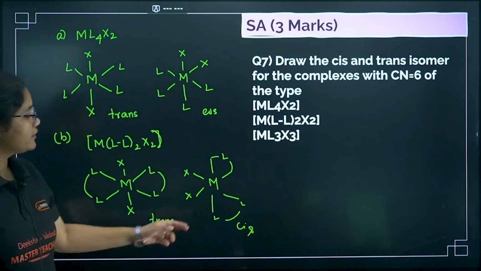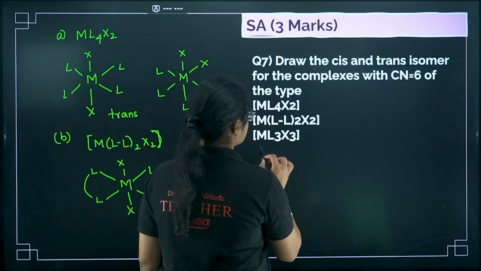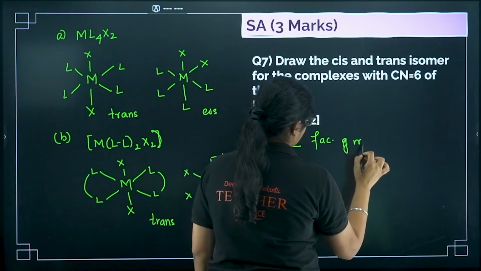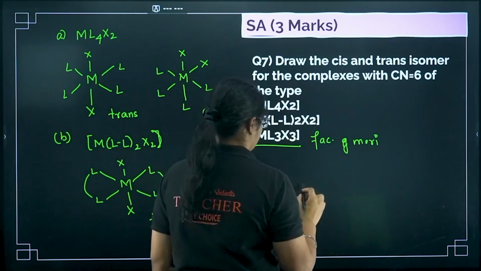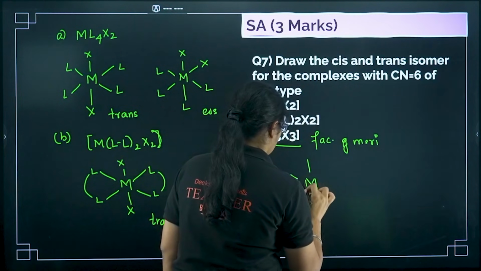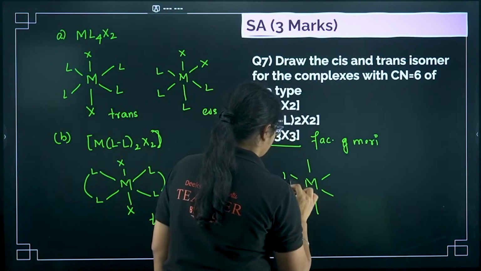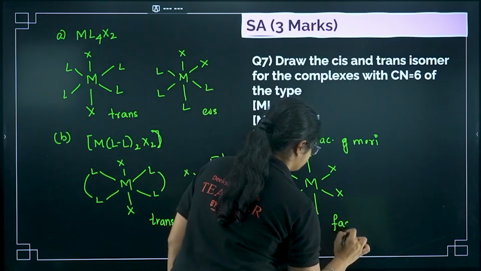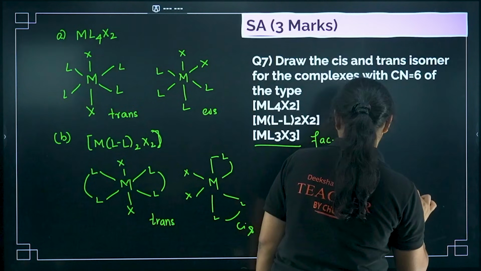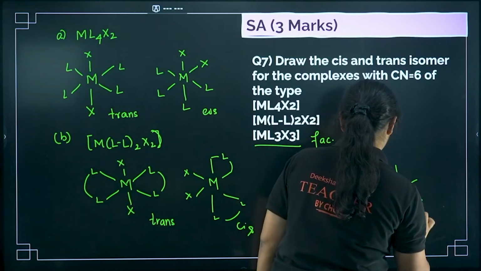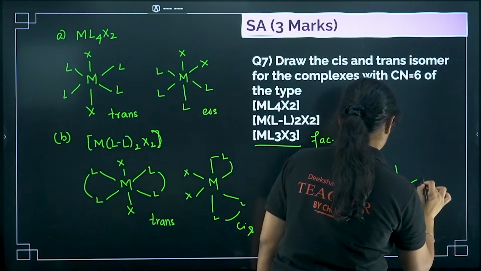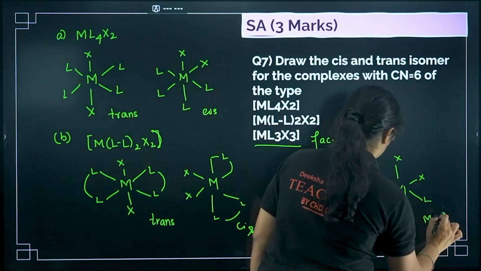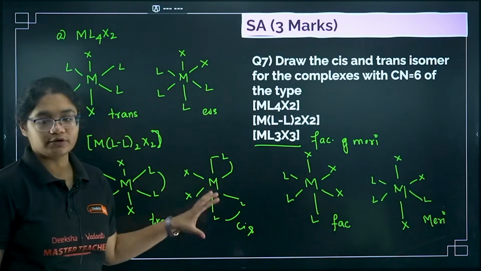Now coming to the next one, MA3X3. This will not give you cis and trans, this will give you facial and meridional. So you have M, so I'll draw all this like this. If I have all the L on one side and all the X on one side, this is facial. And then if you have M like this, where we have all the L on one plane and X on the opposite, then it is called meridional. So these are the isomers that you need to draw.